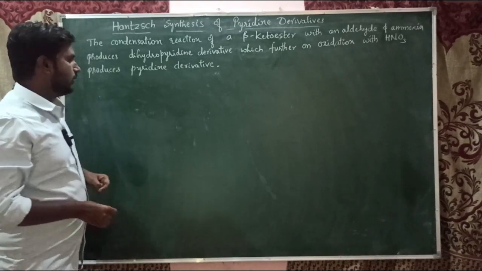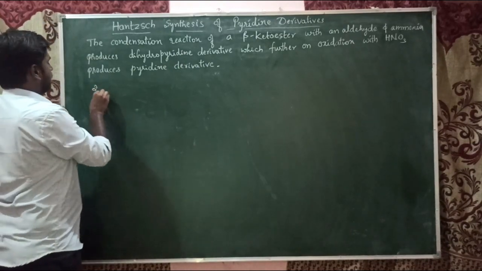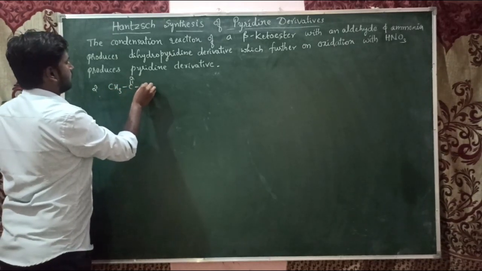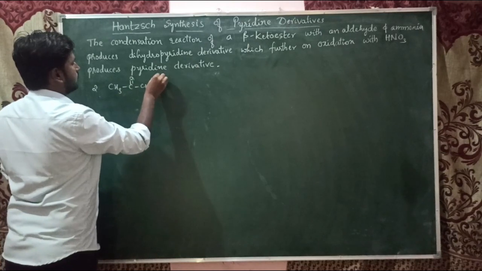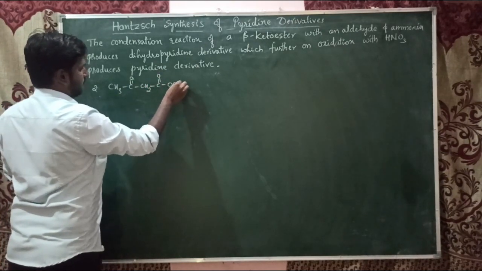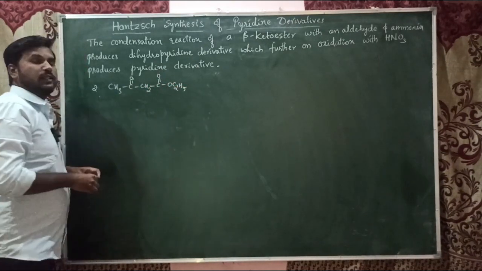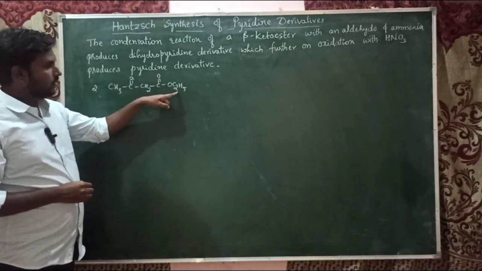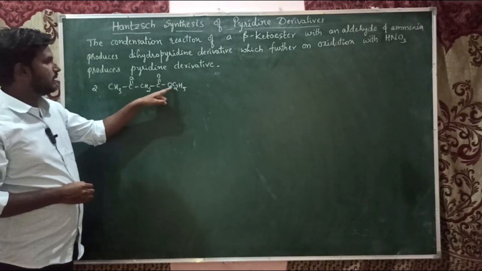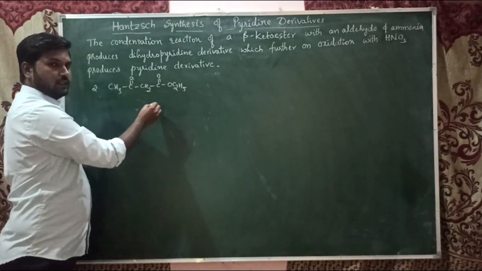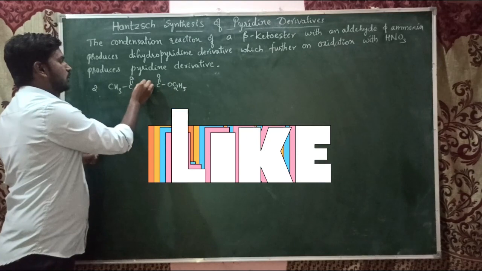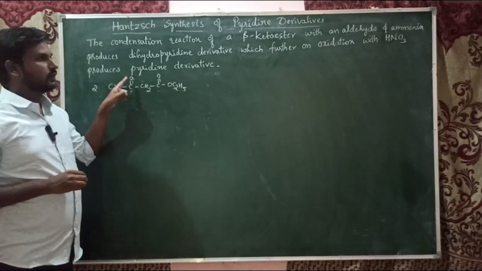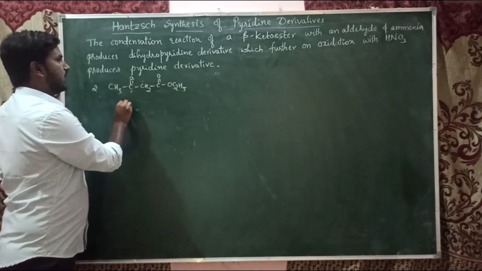See here, CH3COCH2COOC2H5. So it is one of the beta keto esters. This is COOR, this is an ethyl group, this is an ester group, and this is the alpha position. This is the beta position. At beta position we have a ketonic group. So this is an example of a beta keto ester.